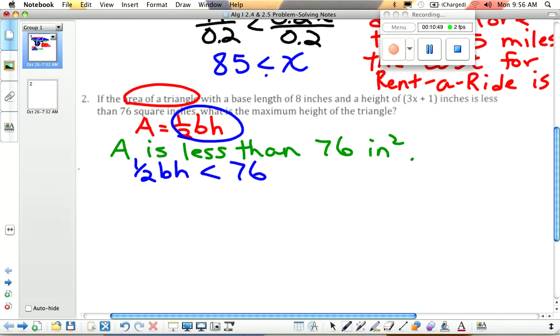Well, do we know either of those pieces? Do we know the base or the height? Which one do we know? The base is 8 inches. Okay, do we know the height? 3x plus 1. Yeah, remember they already described it for us, that's why we didn't have to pick a variable for it. So 1/2 times 8 times, in parentheses, 3x plus 1 is less than 76.